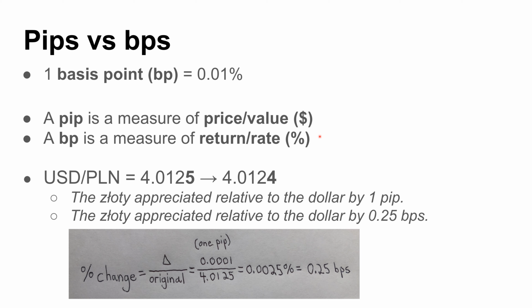So from our last example, we know that our zloty appreciated by 1 pip relative to the dollar. But how do we express this using BIPs? Well, just use the formula to get the percentage change, which is the difference in values over the original. Once you get the percentage change, multiply by 100 to get your value in bips, which for us would result in an appreciation of the Polish zloty by 0.25 bips.